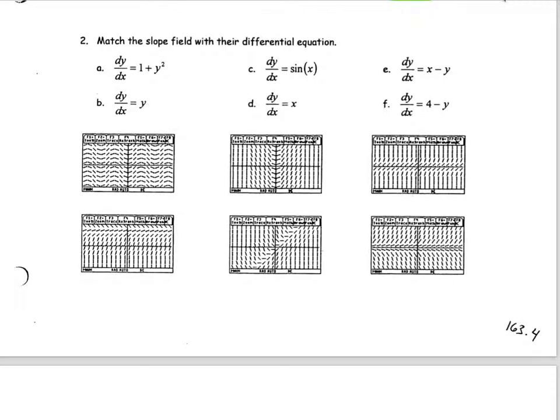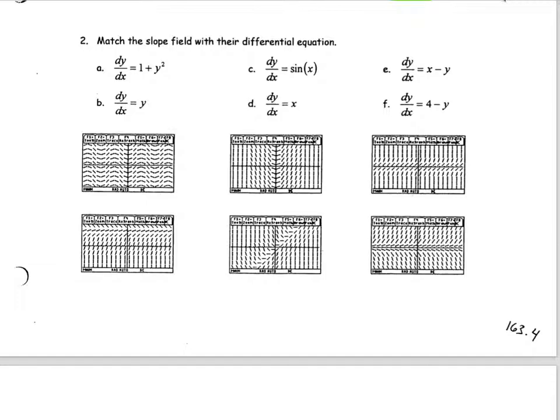So last time we were in here, we were drawing slope fields. Today we're doing the reverse. They're giving us a bunch of slope fields, and we are matching them with their differential equations. We're going to go through a few examples that are in your packet, and then you'll finish up the rest on your own. So this is number 2 on the front page.